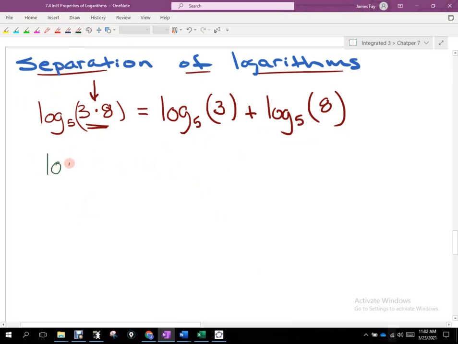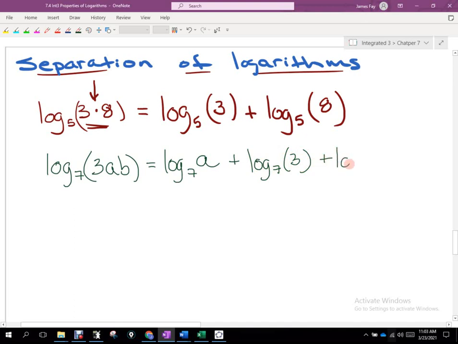What if we go log base 7? Let's go 3 times AB. Okay, you can put A here. Yep.